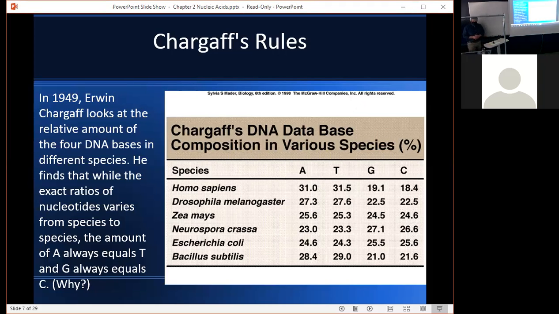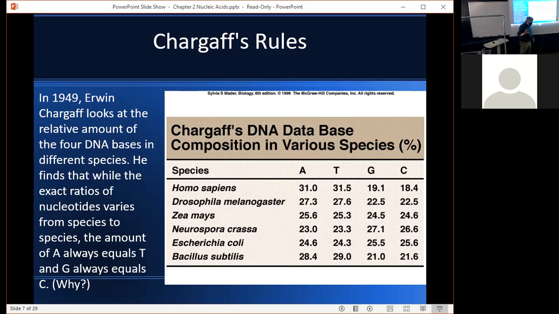So now we're at 1949, so we're getting about the mid-20th century here. In 1949, Erwin Chargaff looks at the relative amounts of the 4 DNA bases in different species. He finds that while the exact ratios of nucleotides varies from species to species, the amount of A always equals T and the amount of G always equals C.